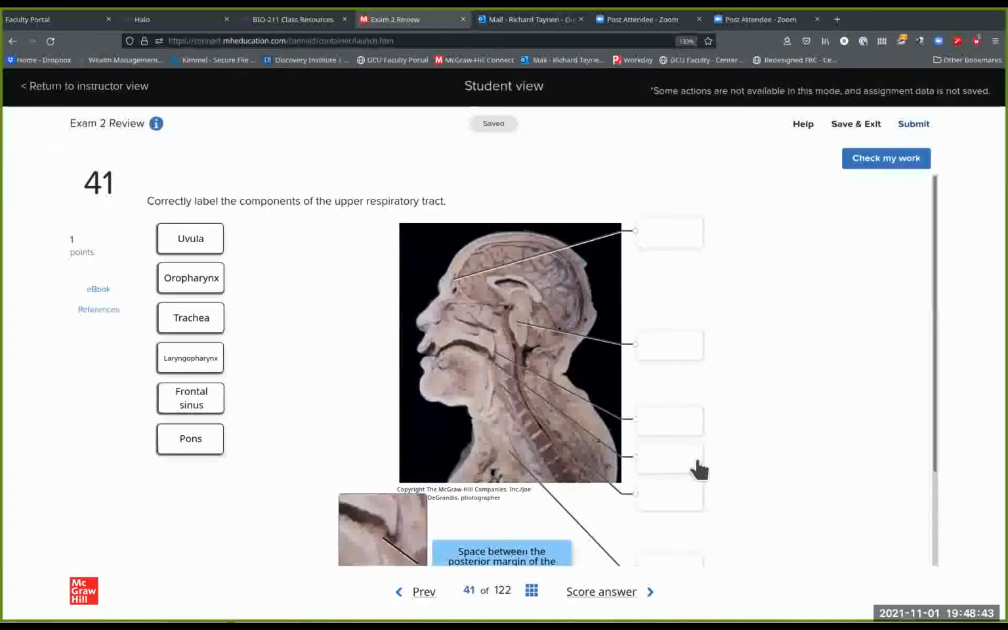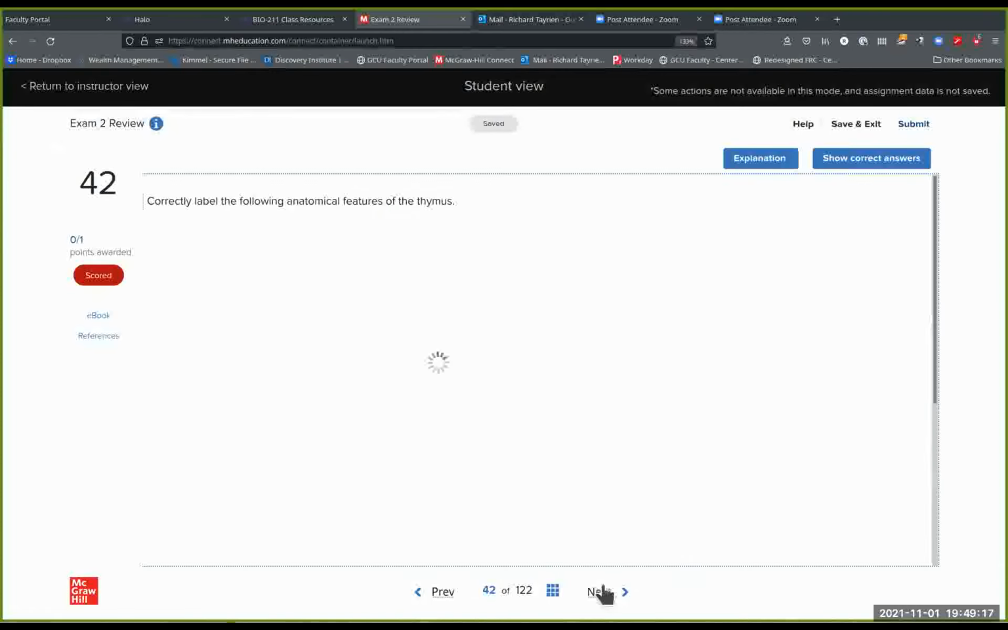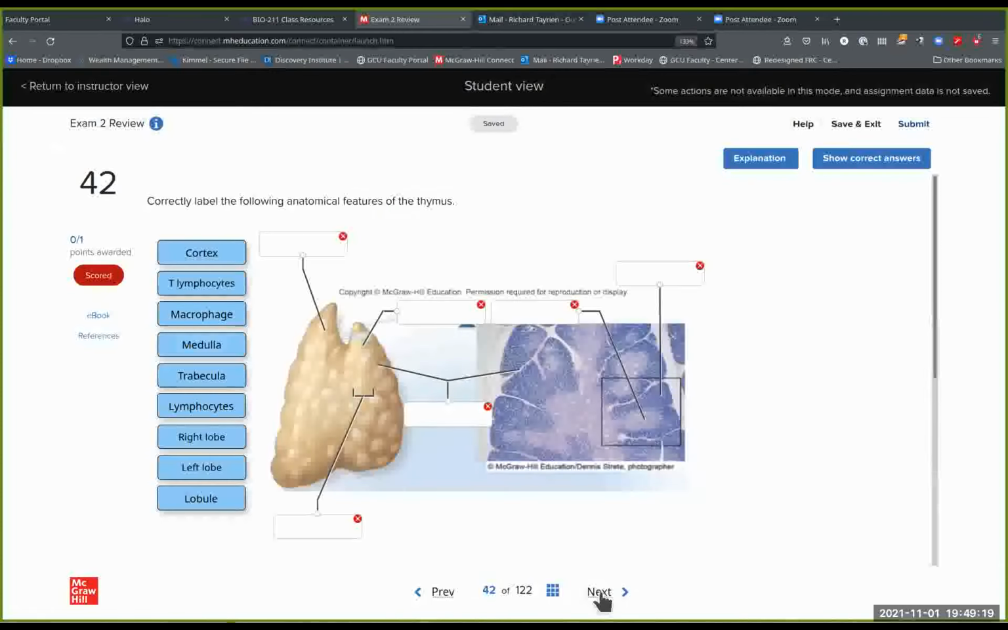Okay, anatomic features of the thymus. I don't know that there'll be anything on this, again, because of our challenging specimens.